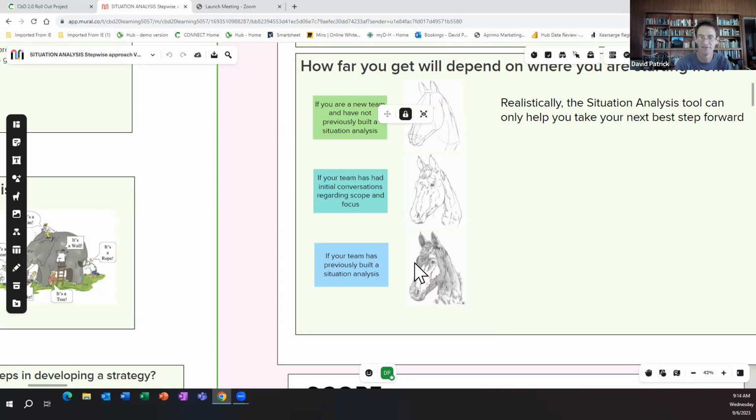There are two reasons for that. One is simply time. It would take a lot longer for a foundational team to reach this point than it would for a team that's already somewhat close to that.